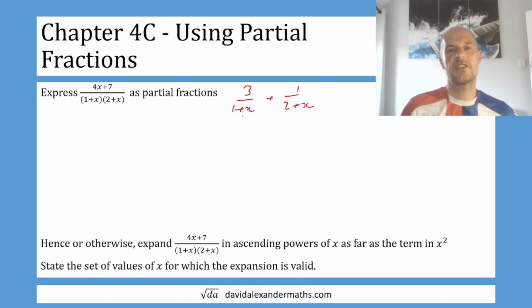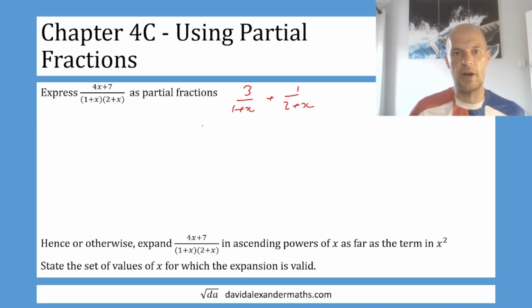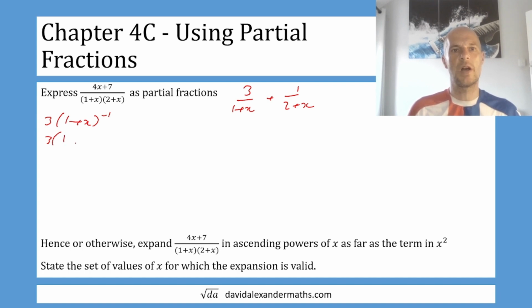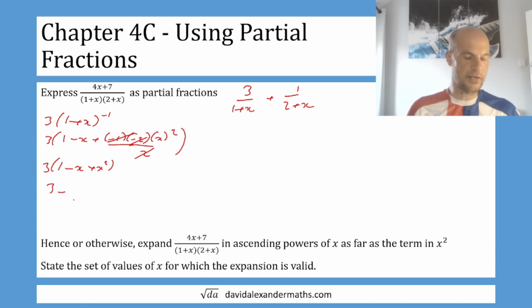Okay, so now that we've expressed it as partial fractions, we can do our binomial expansion. So the first one we can write as 3 lots of (1 + x) to the -1. Now luckily the number is 3, so that's 3 lots of 1 minus x plus (-1)(-2) x squared all over 2, and -1 times -2 over 2 is 1, so that's going to be 3 lots of 1 minus x plus x squared, so 3 minus 3x plus 3x squared.